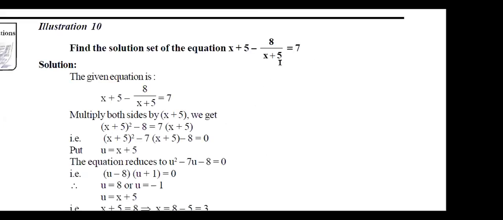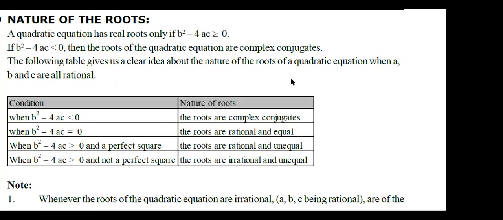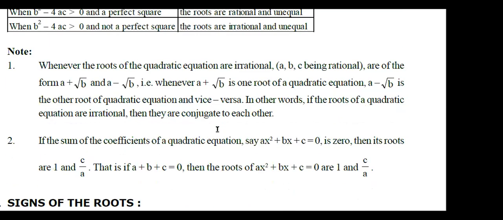So I hope all of you can solve these kinds of problems. x plus 5 minus 8 by x plus 5 is equal to 7. We'll consider x plus 5 is equal to y and then solve it. Depending on the nature of roots also, we can solve all the problems. So I'm just trying to revise all those concepts in which students make mistakes, but these concepts are quite easy. I don't think that anyone makes mistakes in these.